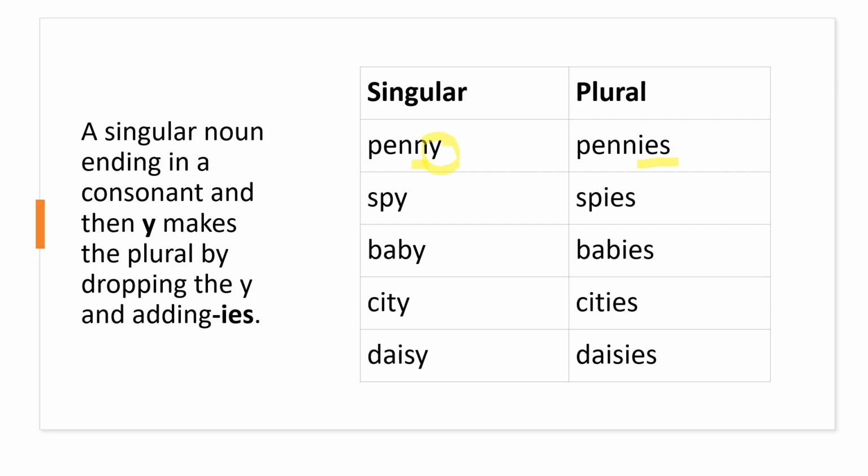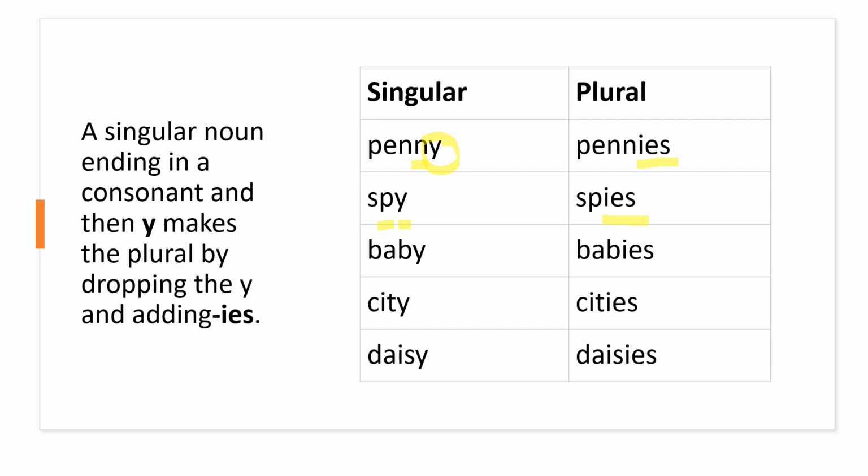Spy. Here p is the consonant, right? And then it ends with y. फिर इसके end में क्या आ रहा है? y. इस word के end में क्या आ रहा है? y. तो अब हम इसकी plural form कैसे create करेंगे? By adding ies at the end. तो ये क्या बन गया? Spies.